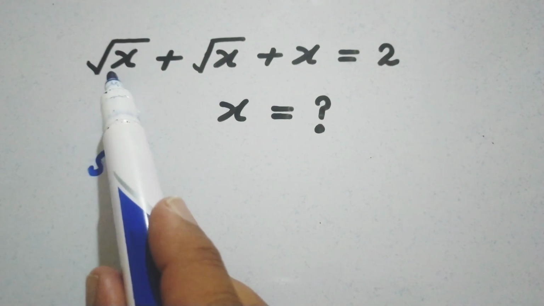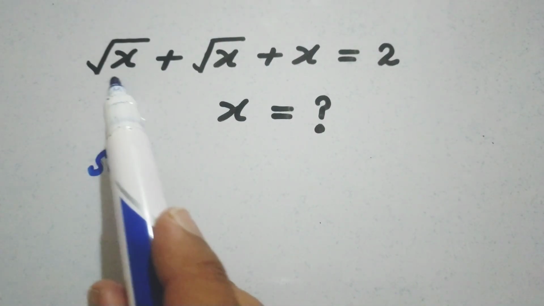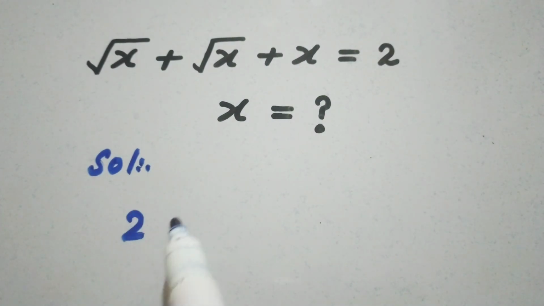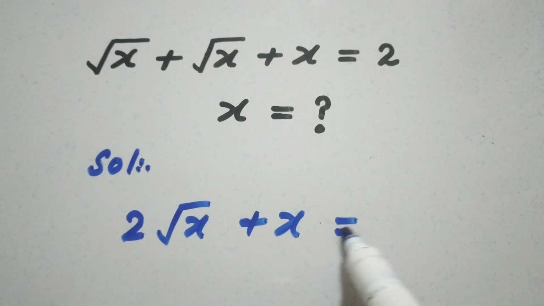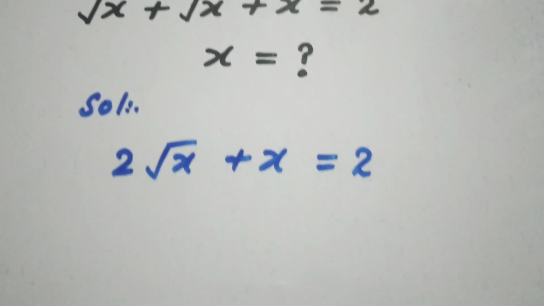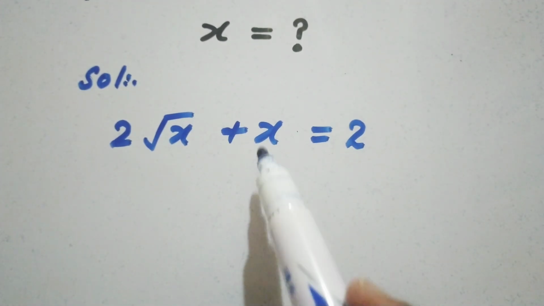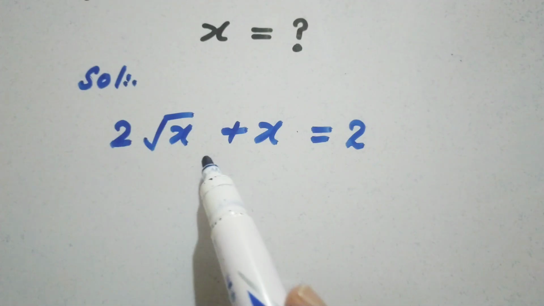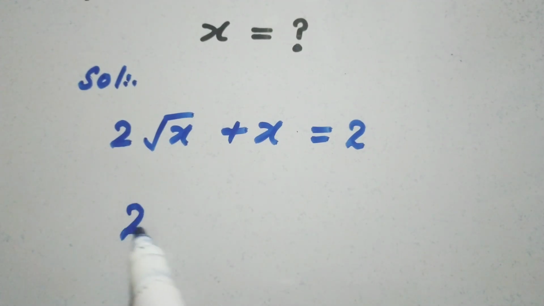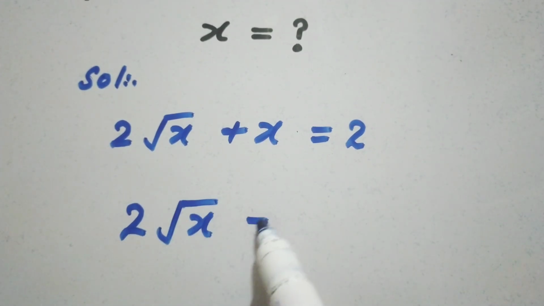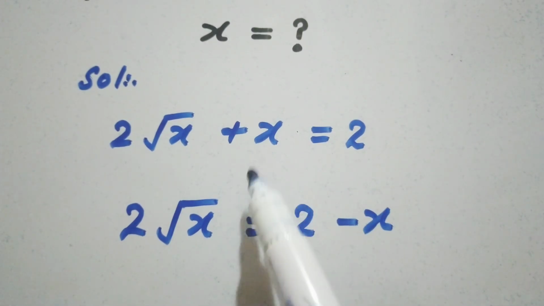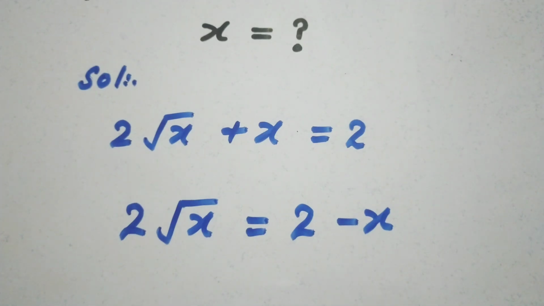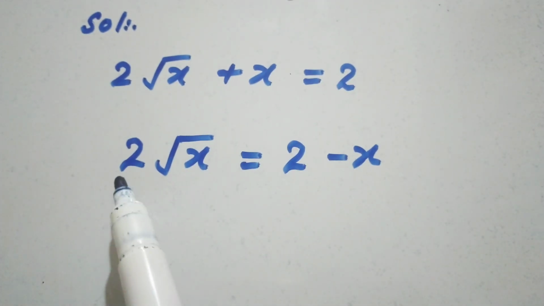As here square root of x plus square root of x, by adding this we get 2 into square root of x plus x is equal to 2. In the next step, we will move this plus x from left hand side to right hand side, and this will become 2 into square root of x is equal to 2 minus x. By moving this plus x from left hand side to right hand side, this will become negative x, and now we have 2 into square root of x is equal to 2 minus x.